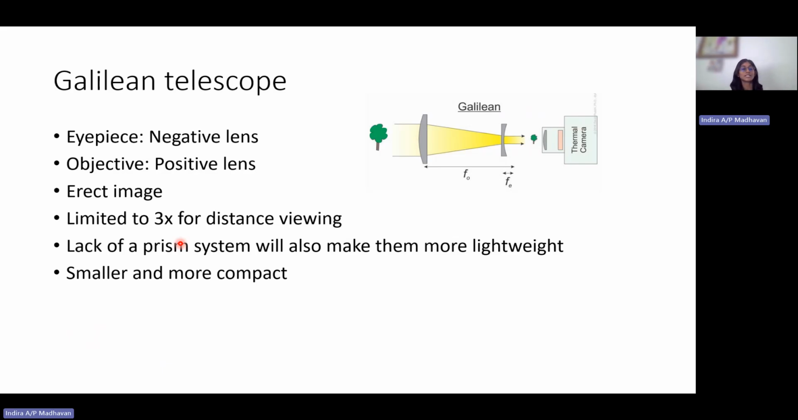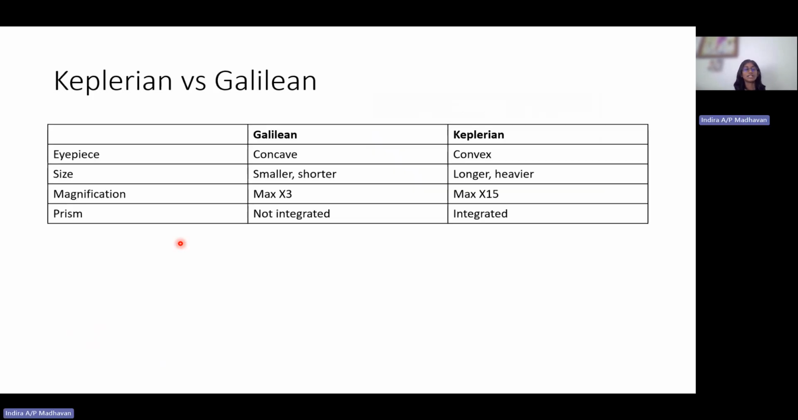So lack of a prism system will also make them more lightweight. It will be lighter and also smaller and more compact because they don't have a prism inside, and they don't have a longer focal length. So the difference between Keplerian and Galilean is the eyepiece. Galilean has a concave eyepiece, while the Keplerian is convex. The Galilean is smaller and shorter, while the Keplerian is longer and heavier because they have a prism.